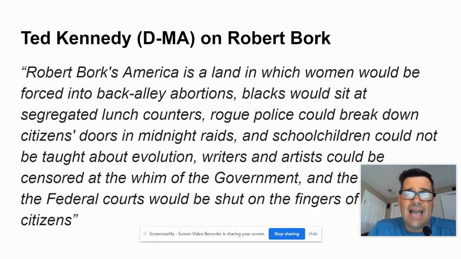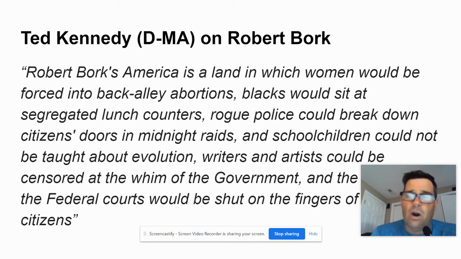"Robert Bork's America is a land in which women would be forced into back alley abortions. Blacks would sit at segregated lunch counters. Rogue police could break down citizens' doors in midnight raids, and school children could not be taught about evolution. Writers and artists could be censored at the whim of the government, and the federal courts would be able to shut on the fingers of citizens."